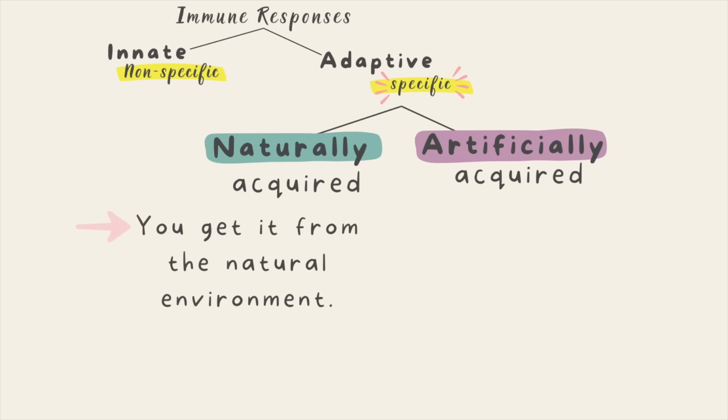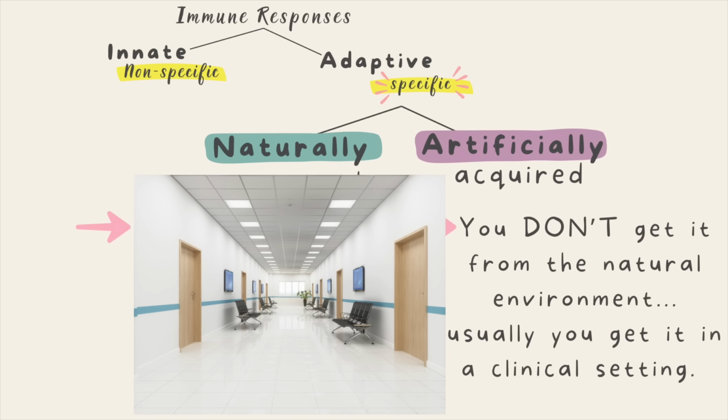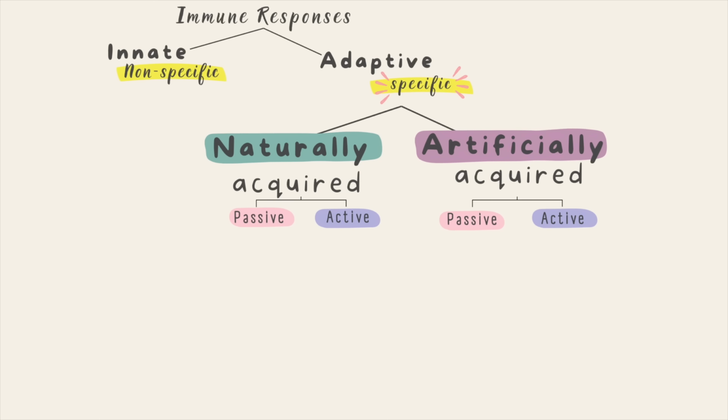Naturally, you are exposed to these in the natural environment, and artificially, you don't. This is something you would get from most likely a clinical setting. Both naturally and artificially are broken down into passive and active. Passive means your body put in no work, and active means your body puts in the work. An example of naturally passive are antibodies passed down from mother to baby via breast milk or placenta. These are natural to the baby because they are getting it from the natural environment, and it is passive because the baby's body does not need to work to get the antibodies. They are given to them by the mother.